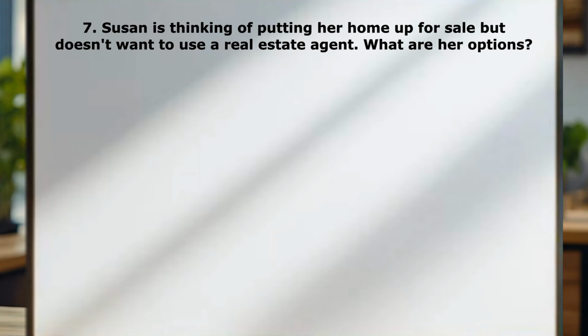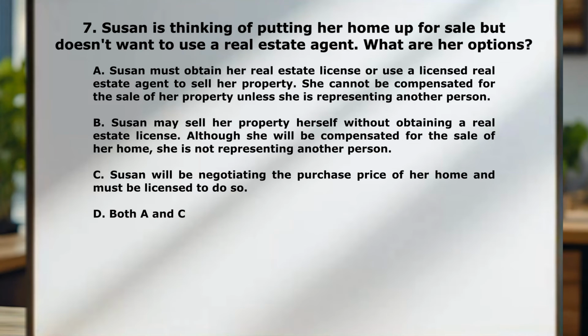Question number 7. Susan is thinking of putting her home up for sale, but doesn't want to use a real estate agent. What are her options? A. Susan must obtain her real estate license or use a licensed real estate agent to sell her property. She cannot be compensated for the sale of her property unless she is representing another person. B. Susan may sell her property herself without obtaining a real estate license. Although she will be compensated for the sale of her home, she is not representing another person. C. Susan will be negotiating the purchase price of her home and must be licensed to do so. D. Both A and C.